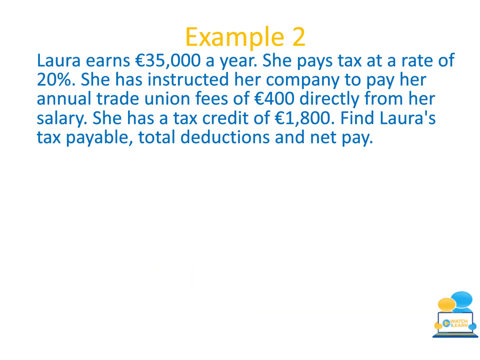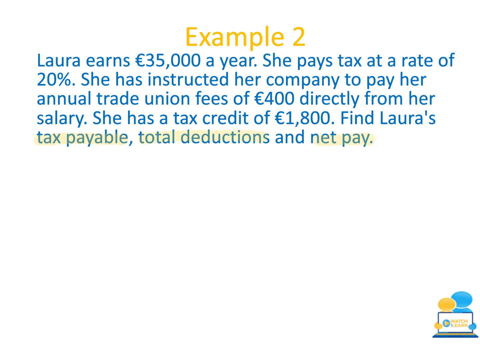Our second example tells us that Laura earns €35,000 a year. She pays tax at a rate of 20%. She has instructed her company to pay her annual trade union fees of €400 directly from her salary. She has a tax credit of €1,800. Find Laura's tax payable, total deductions and net pay. Again, this question is very similar to our first example. It's asking us to find three things: Laura's tax payable, her total deductions and her net pay.